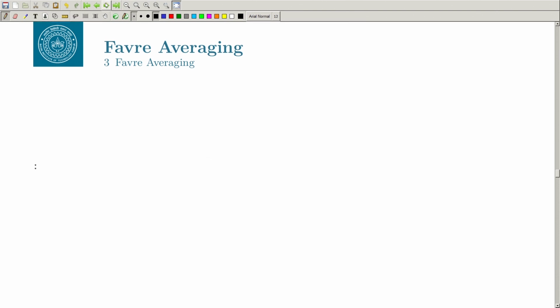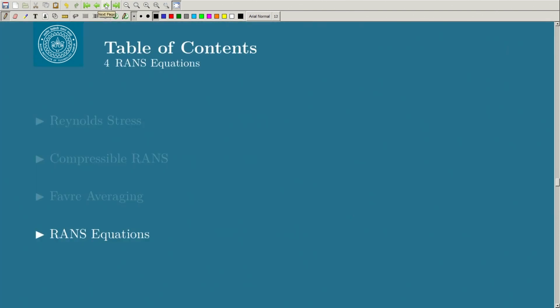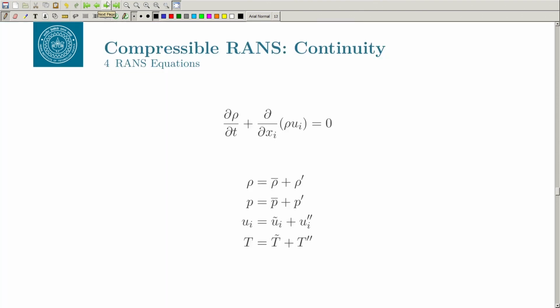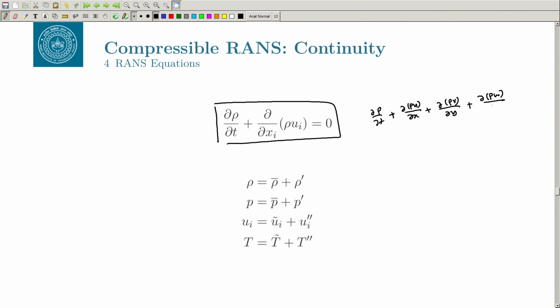So, now let us use these equations and try to derive the Navier-Stokes equations for the compressible flow. Let us start with the continuity equation, or the mass conservation equation. In 3D it can be written as del rho by del t plus del rho u by del x plus del rho v by del y plus del rho w by del z equal to 0. In vector notation, that is del rho by del t plus del dot rho u equal to 0.